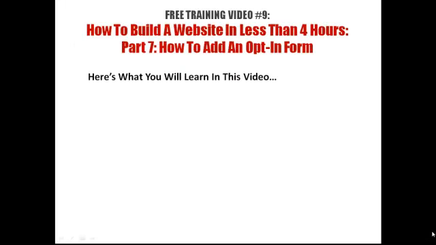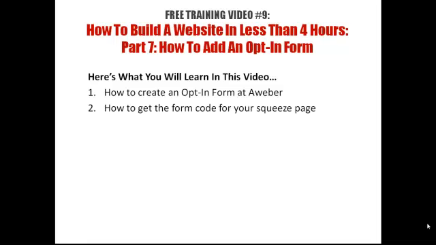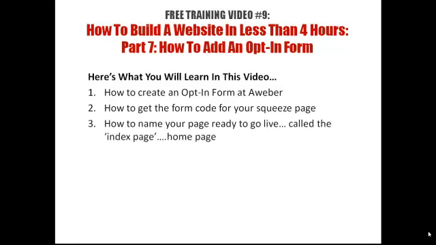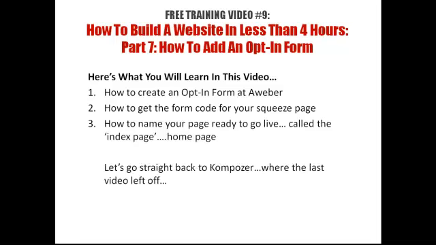Here's what you're going to learn in this video. We're going to get straight into it. You're going to learn how to create an opt-in form at Aweber. You're going to learn how to get that form code and put it on your squeeze page. Then, once we've done that, we're going to learn how to name our web page ready for it to go live. It's a thing called the index page, or people often hear it called the home page. Okay, so let's go straight back over to Composer where we were last time, and we'll carry on from there.